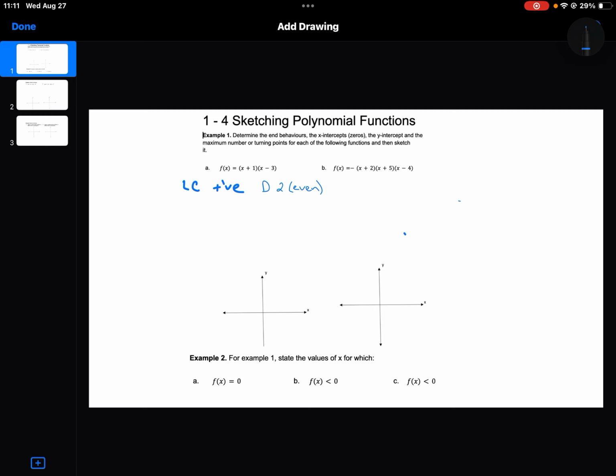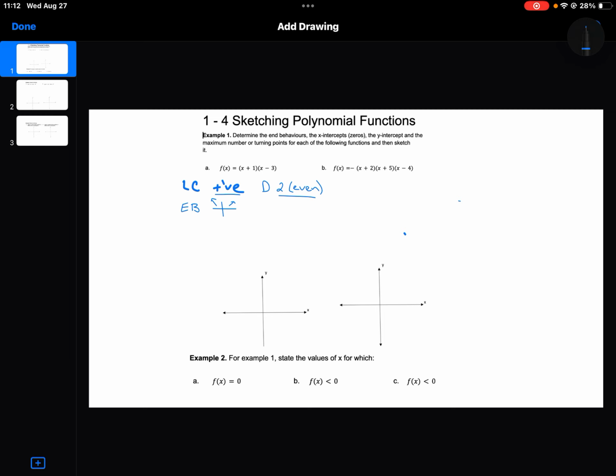Once we've identified those two things, then we can identify our end behaviors. Here we've got a positive even degree function, which means that both ends of the function are going up. Hopefully you're kind of recognizing that this is a parabola so that those end behaviors make sense.